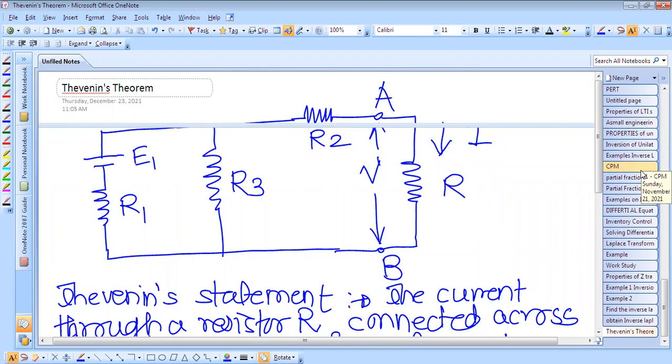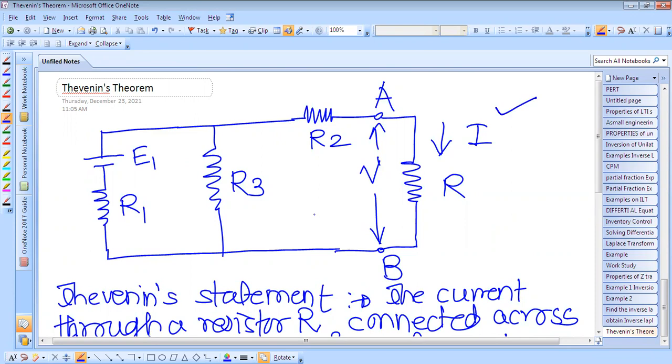And for the discussion of Thevenin's theorem, we will first consider one network. So this network is having the voltage source E1 and the resistances R1, R2, R3, and R. We are required to find the current flowing through this resistance R. We have to find the value of this current I by using Thevenin's theorem.